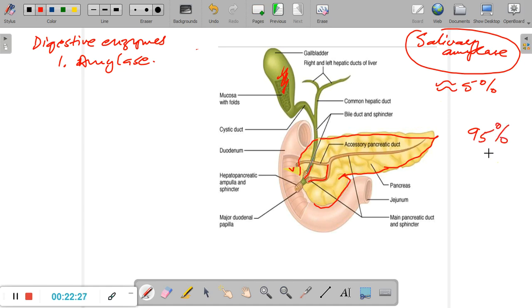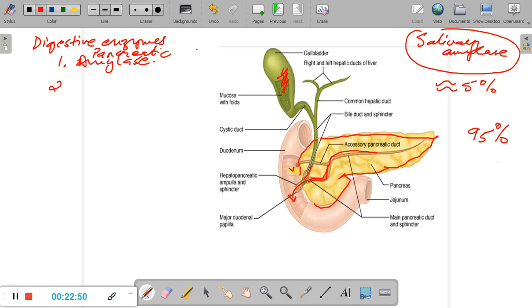Now who's going to digest that starch? The amylase enzyme produced by the pancreas and released by its duct into the small intestine. Right? So this amylase secreted by the pancreas is called pancreatic amylase. So the first secretion of the pancreas is pancreatic amylase.